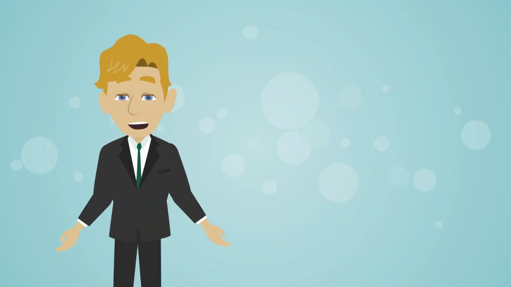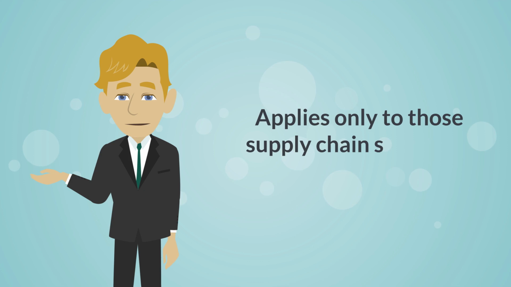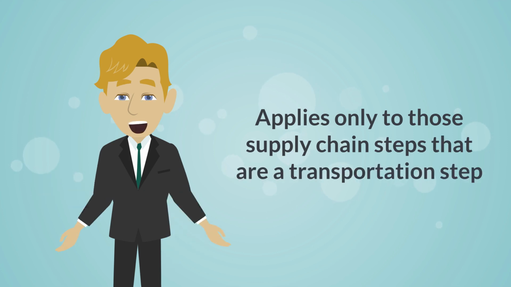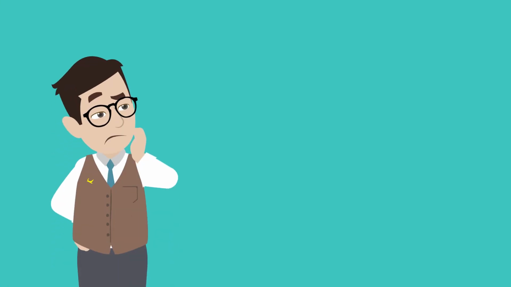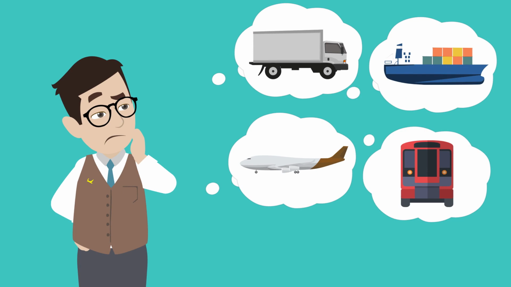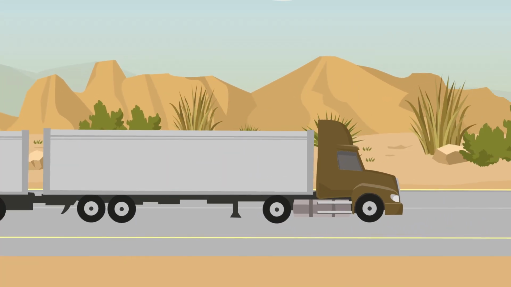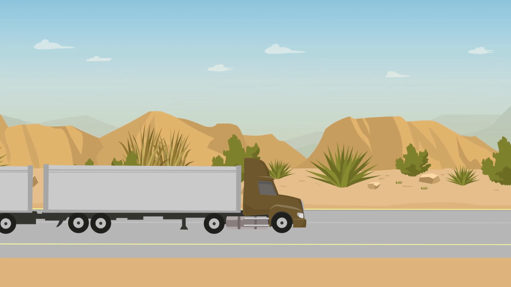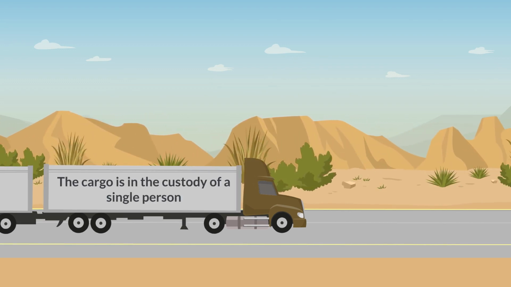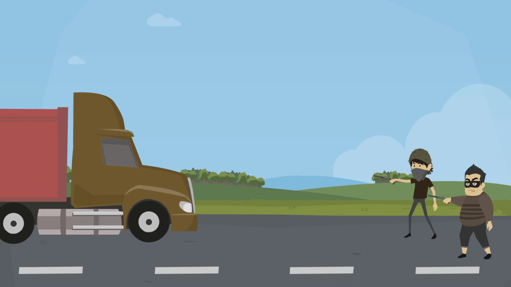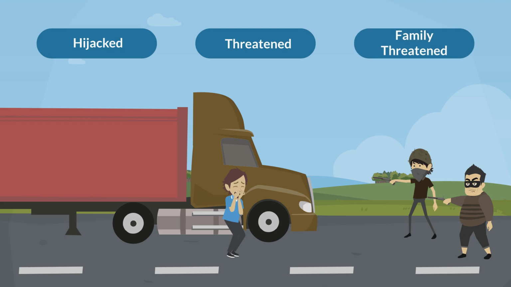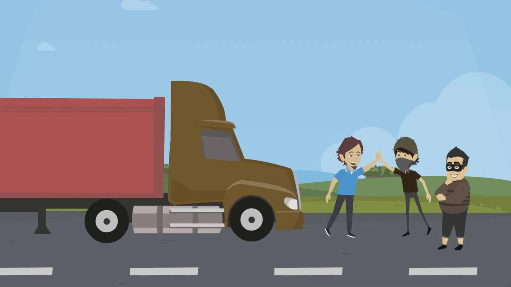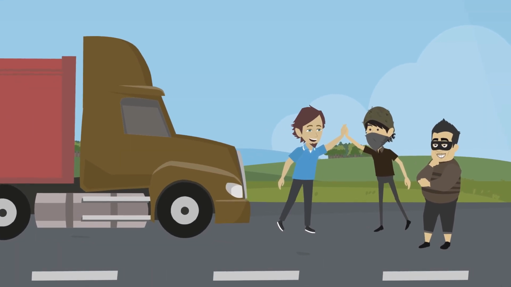The fourth vulnerability factor applies only to those supply chain steps that are a transportation step. In assessing this vulnerability, you should be taking into consideration the type of transportation. Trucking is always considered the highest risk step of the transportation process because the cargo is in the custody of a single person, the driver, who could be hijacked, threatened by criminals, or have his family threatened by criminals. It's also a possibility that the driver could be a criminal or a part of a criminal conspiracy.